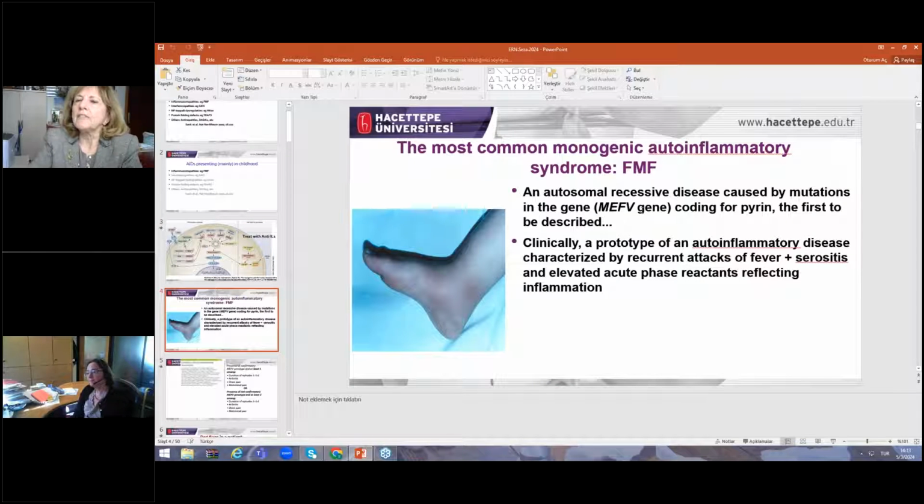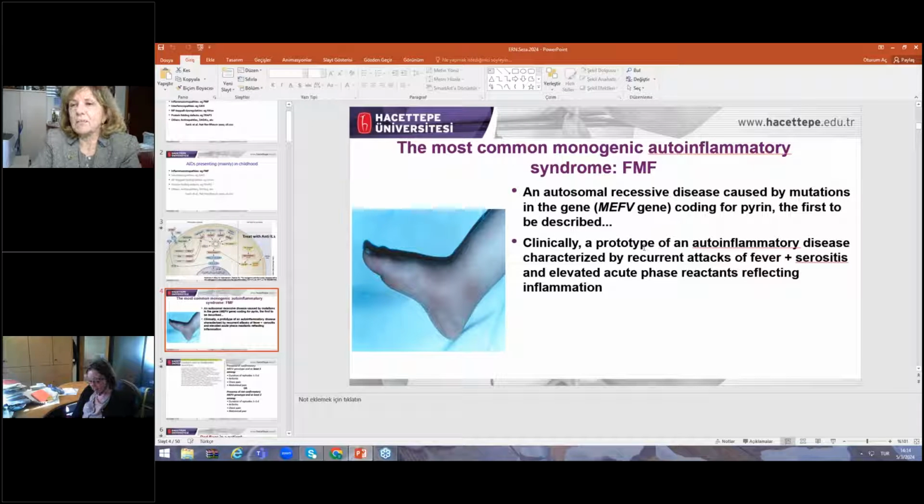That present to us the characteristic features. Now, the most common monogenic autoinflammatory disease over the world is FMF, the familial Mediterranean fever. And here, the mutations are in the MEFV gene, Mediterranean fever, coding for pyrin. And it's a prototype of autoinflammatory disease, really.